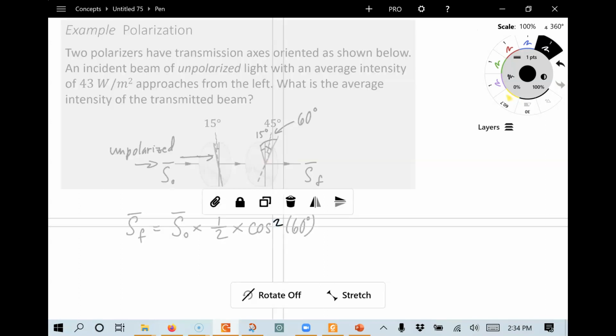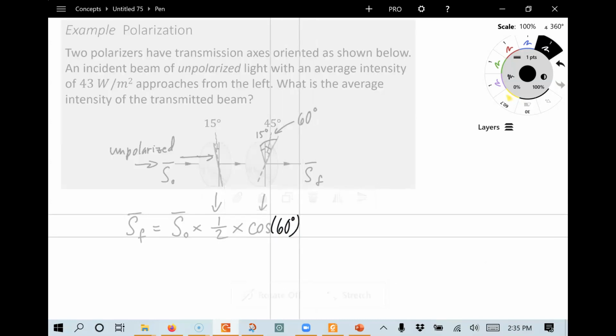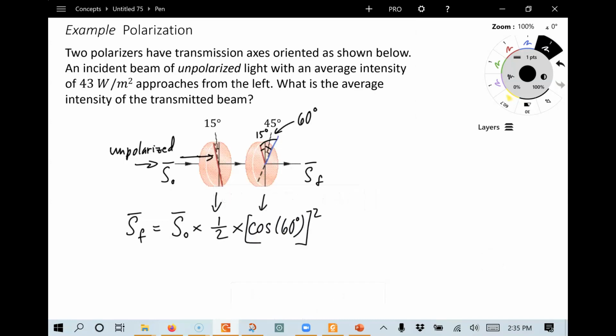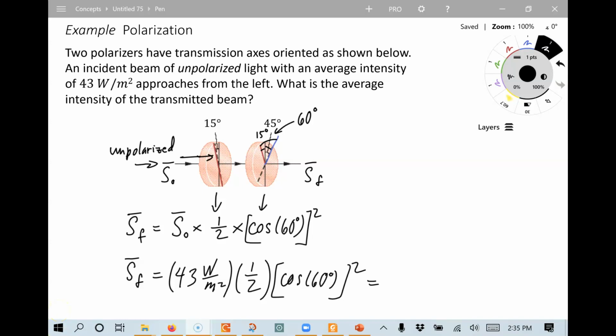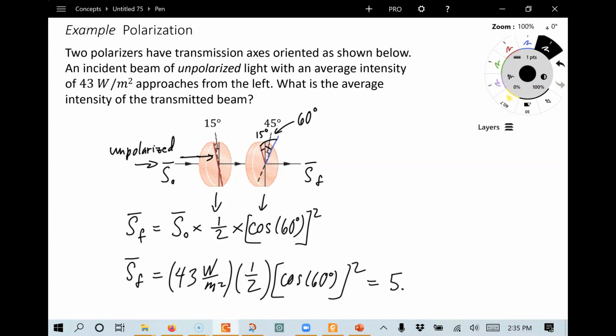Remember that this is the same thing as taking cosine of 60 degrees and squaring the whole factor. That's going to give us the output, so we can go ahead and put this in now. Our initial intensity was 43 watts per meter squared. Then it decreases by a factor of 1/2 through the first polarizer, and by a factor of cosine of 60 degrees quantity squared through the second polarizer. Putting that into the calculator gives us a final transmitted intensity of 5.38 watts per meter squared.